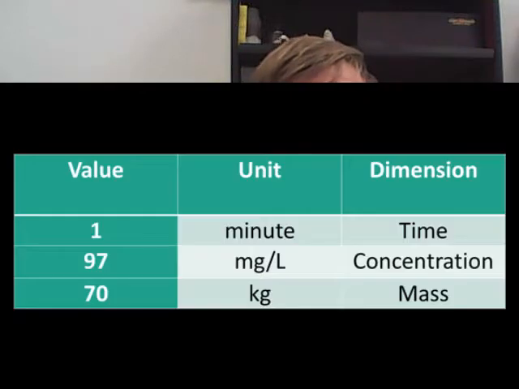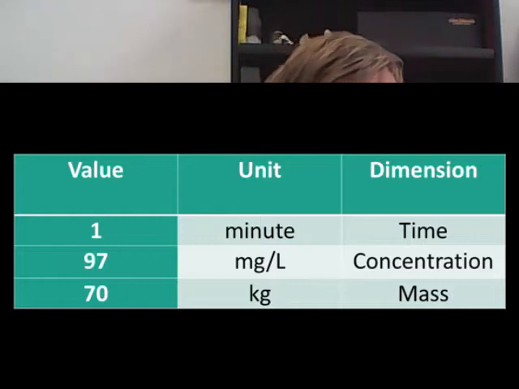You need to put units in your answer, but you should also be keeping track of your units as you're working problems. This is going to save you from so many mistakes. A dimension is a property that can be measured or calculated by multiplying or dividing different dimensions. Units are denominations of dimensions. For example, a minute is a unit of the dimension time. Milligrams per liter is a unit of the dimension concentration, and kilogram is a unit of mass.